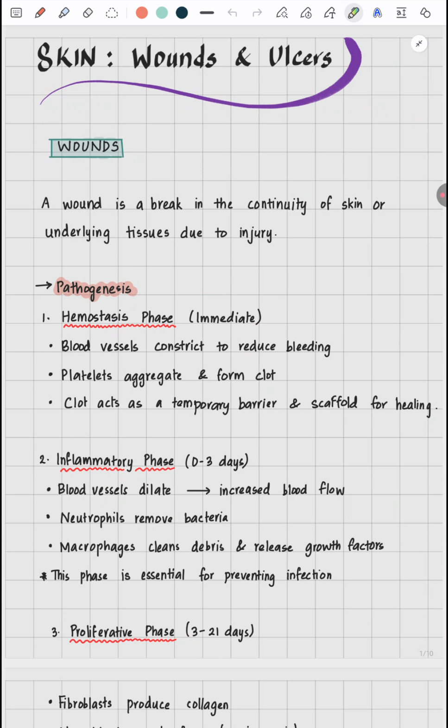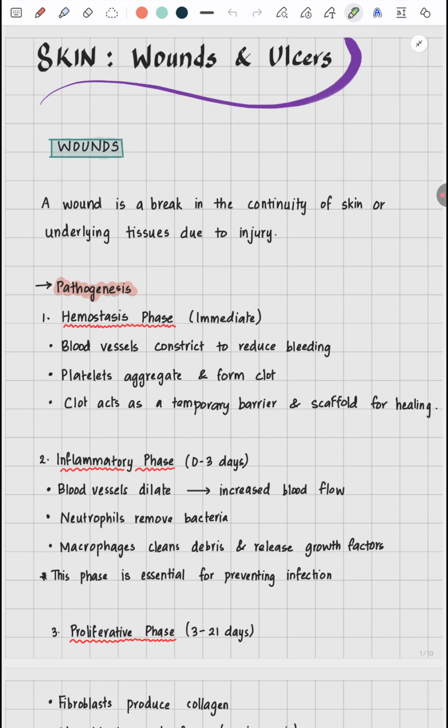Immediately after a wound occurs, the first phase that begins is the hemostasis phase. Here, blood vessels constrict to reduce blood loss and platelets aggregate to form a clot. This clot is not just for stopping bleeding, it also acts as a scaffold for incoming cells that are essential for healing. Platelets release important growth factors that signal the next phases of repair.